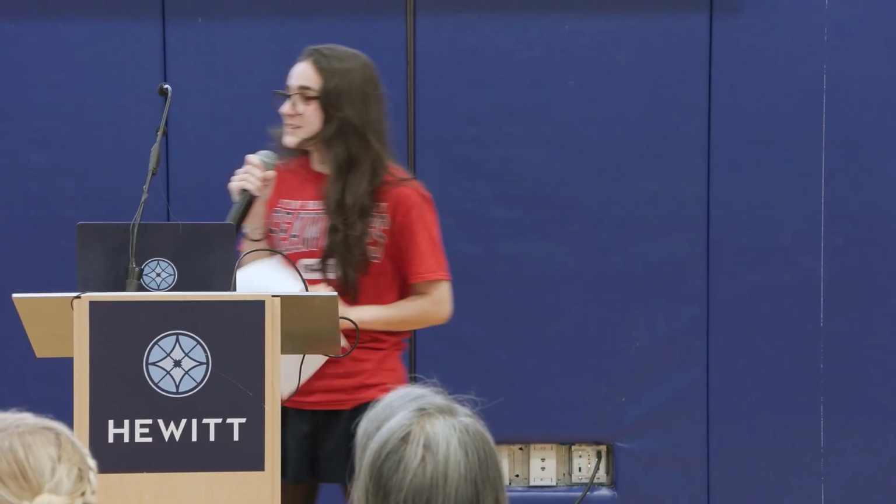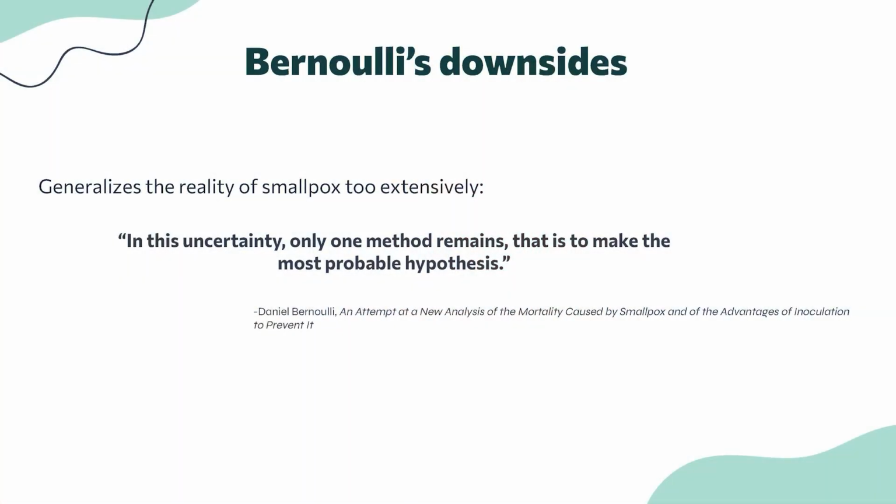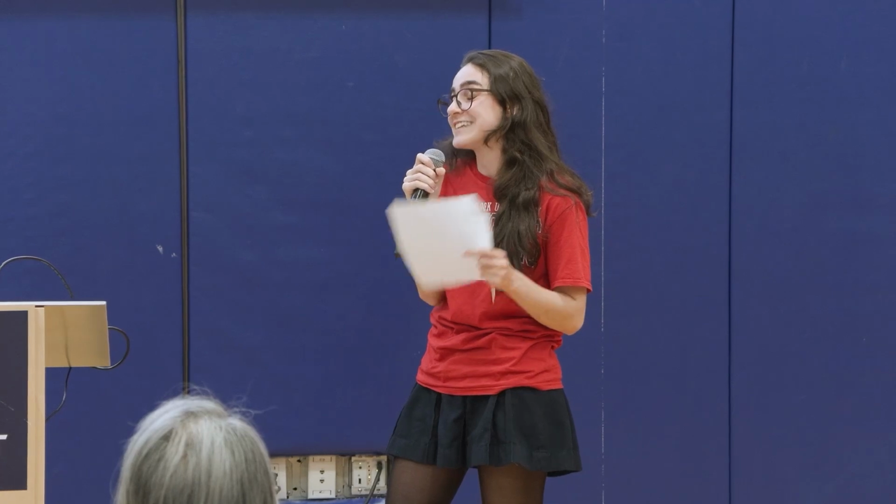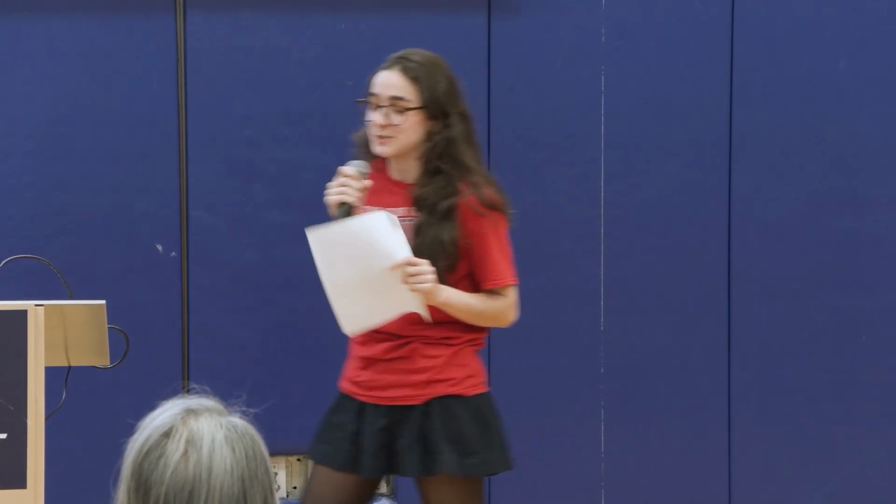But there were also downsides to Bernoulli's model. Critics pointed out that he generalized reality too extensively in his model, so much so that his model's results no longer accurately reflected reality. For that reason, his model was rejected, and the King of France actually had to die of smallpox before the French people would pick up inoculation.